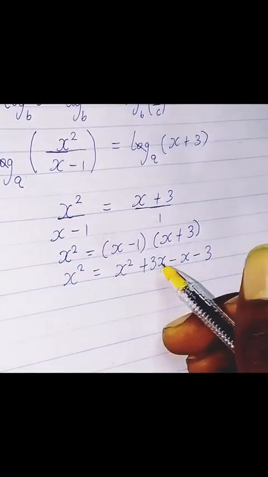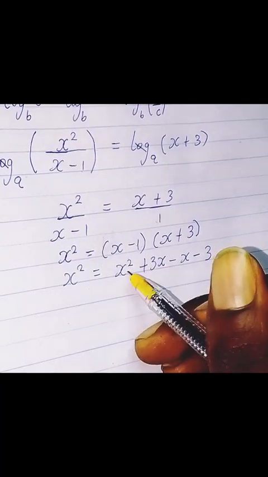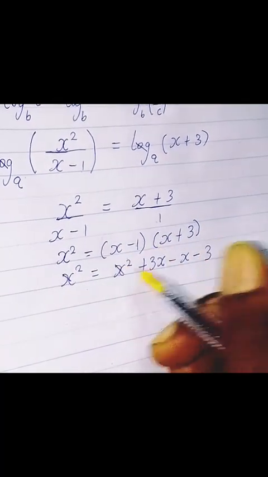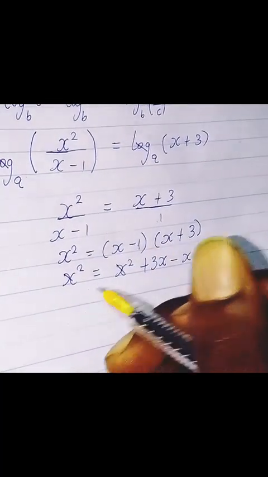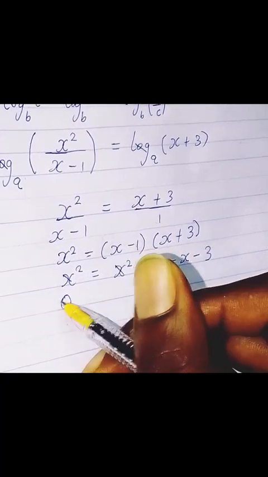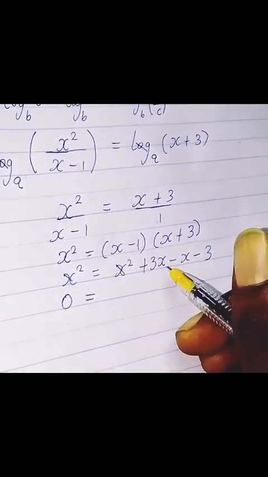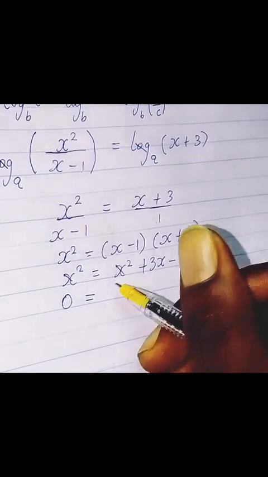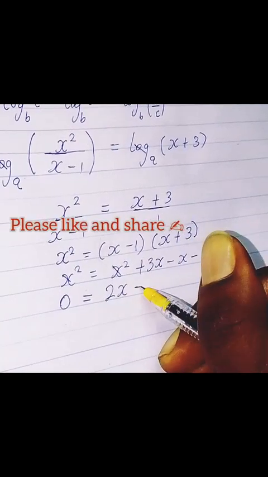So now from this part, we are almost done. We can add this together. We can subtract this 3x minus x here. Now x squared can cancel out x squared. We are left with 0 here. There's nothing again here. We are left with 0 equal to 3x minus x. What is 3x minus x? That's 2x. We have 2x minus 3.